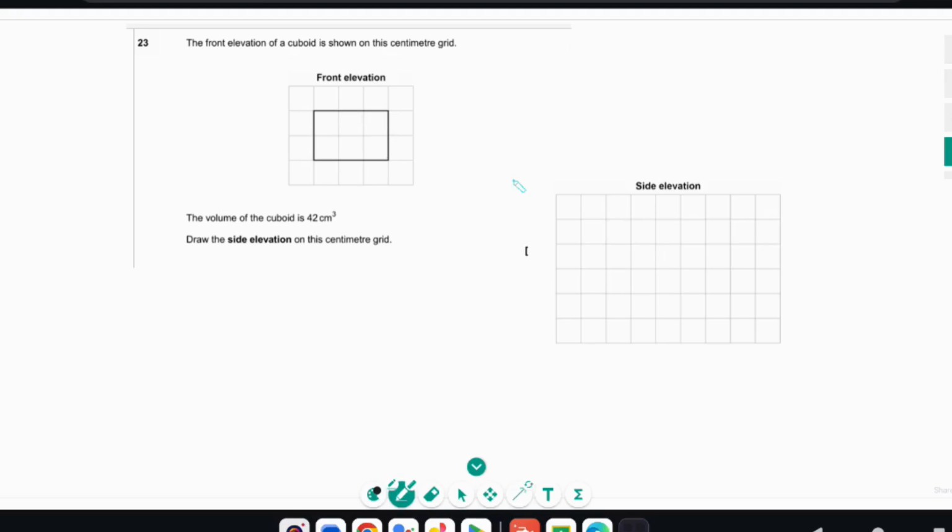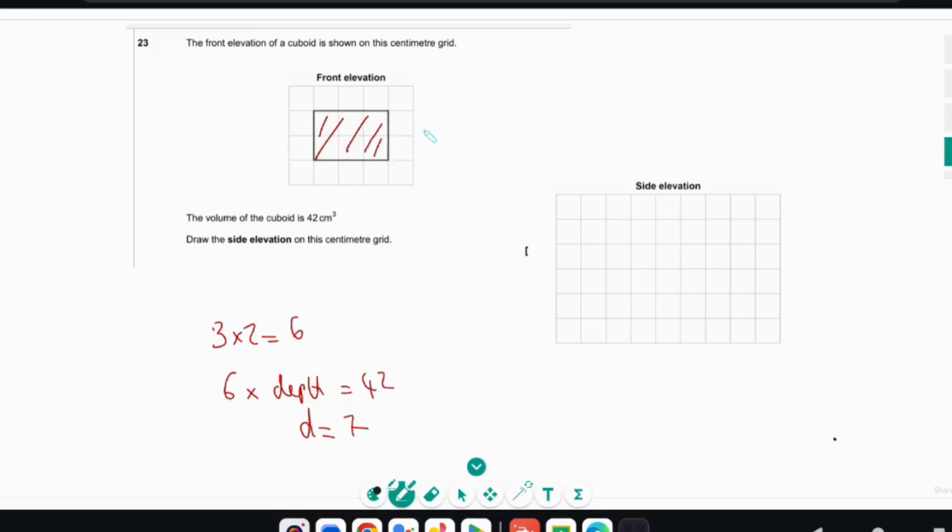Question 23. Front elevation of a cuboid is shown on this centimetre grid. The volume of the cuboid is 42 centimetres cubed. Draw the side elevation. So what's the area of the front of the cuboid? It's 3 by 2, which is 6. So we know that 6 times the depth, or how far it goes back, is equal to 42. 42 divided by 6 is 7. So the depth that goes back is 7 centimetres.